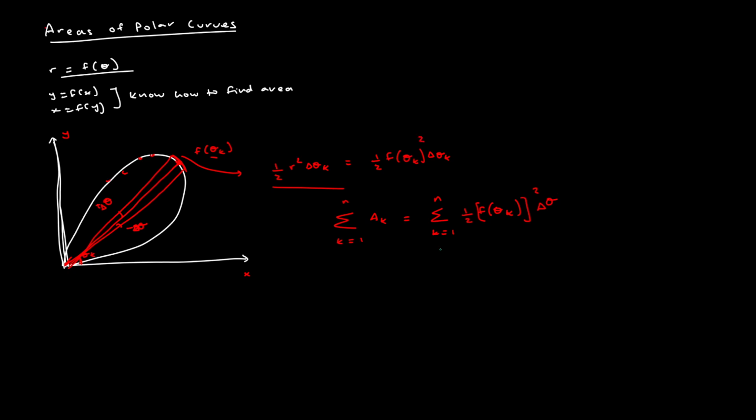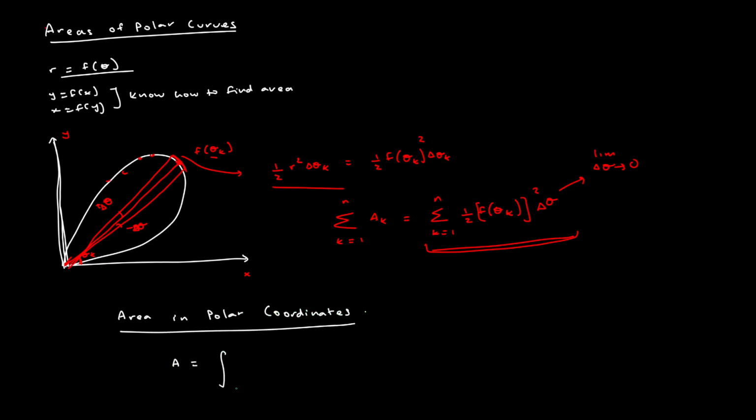All right, so adding up all of those slices gives us the estimate of the area. And this is a Riemann sum in terms of theta, right? So if we were to take the limit as delta theta tends towards zero, that would give us an integral, and that integral would give us the area. So essentially, through this analysis of the slices, we've proven that the area in polar coordinates is simply equal to the integral from some angle alpha to some angle beta of 1/2 r squared, where r is this function of theta, times d theta.